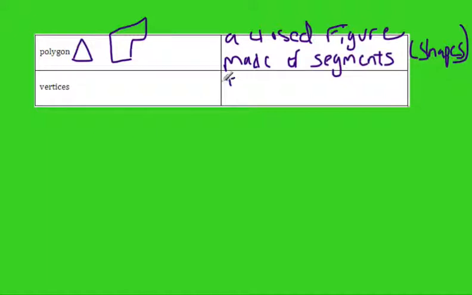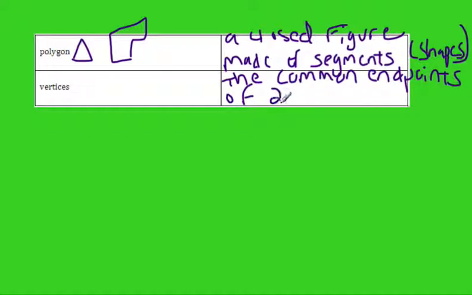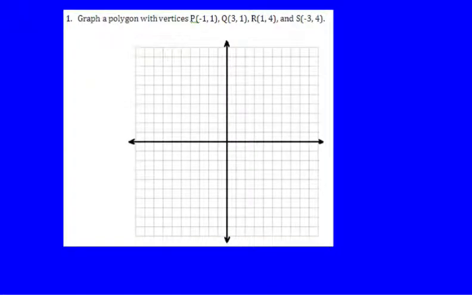Vertices are the common endpoints of two segments. So all a vertex really is, is a point. A vertex is no different than a point. So that's where we're taking what you've learned with graphing points and we're putting it into geometry terms because we're moving into geometry. So let's take a look at this one.